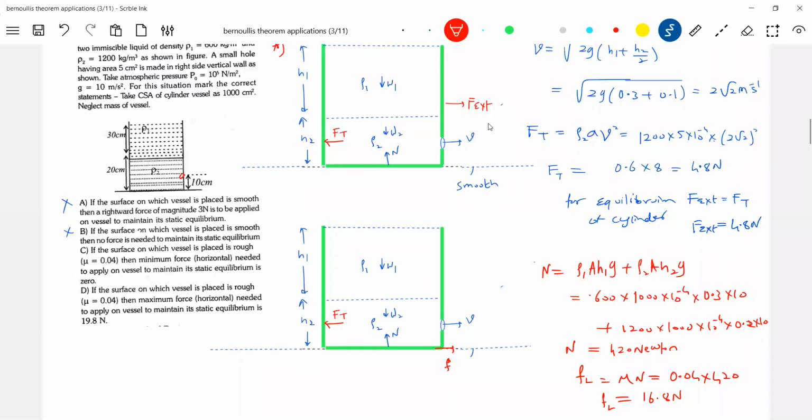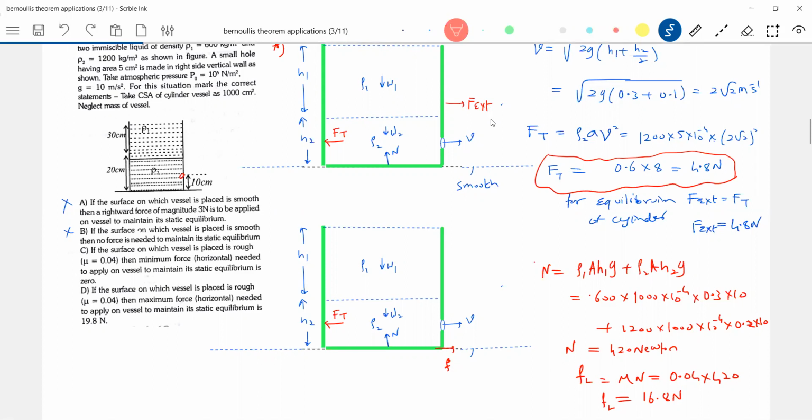How much of thrust force is acting? 4.8 Newton thrust force. Look at this. But how much of limiting friction is there? 16.8. So what is the minimum force needed? 0, I need not apply. Go back to friction idea. The thrust force is 4.8 Newton. Limiting friction is 16.8 Newton. So therefore, the friction acting will be static. And the minimum force needed will be 0. So this will be a correct statement.